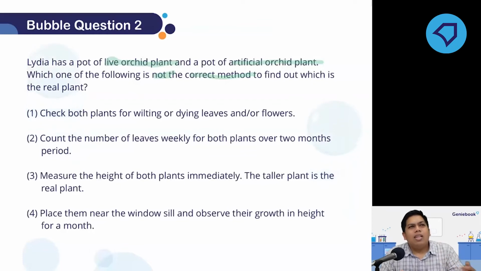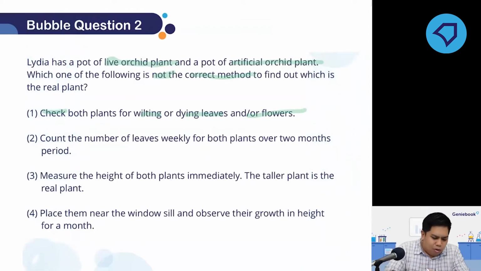Option 1 says check both plants for wilting or dying leaves and or flowers. This one can, right? Because if it's a real plant, definitely there will be dying or wilting leaves or flowers also. But the artificial plant will always have fresh leaves and fresh flowers throughout. So that's why this is a correct method. So we cannot accept this.